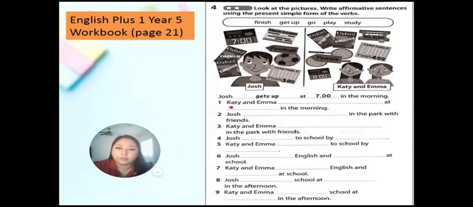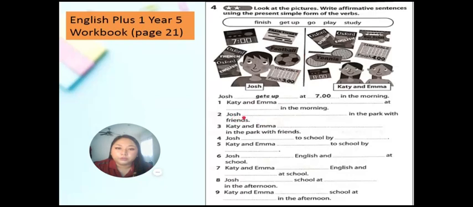Okay, let's see number 1. We do it together. Number 1, Katie and Emma. Okay, Katie and Emma. So how many person? There are 2. So what do we write here? Get up or gets up? This one here, you can take the actual words. Get up. Okay, Katie and Emma get up. At, okay, what time do they get up? Here. Okay, 8 o'clock in the morning. Alright. So Katie and Emma get up.